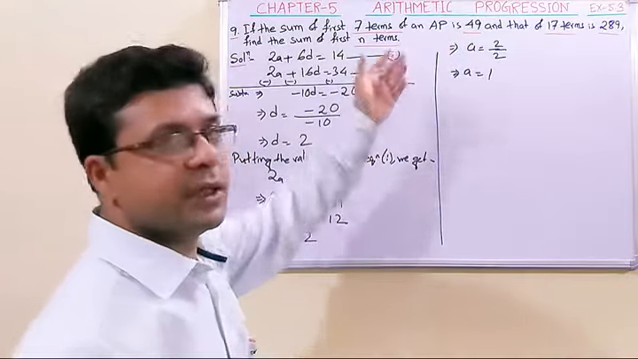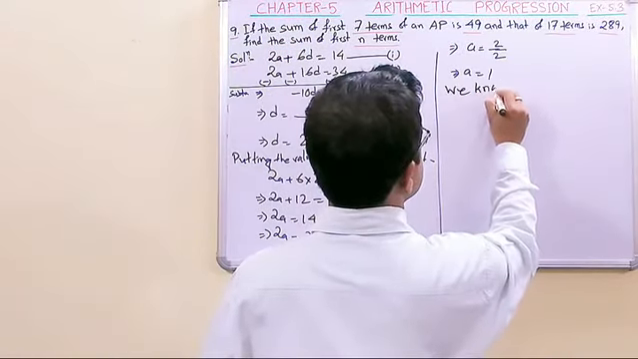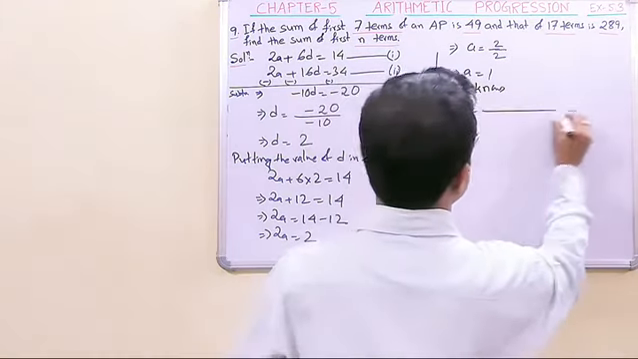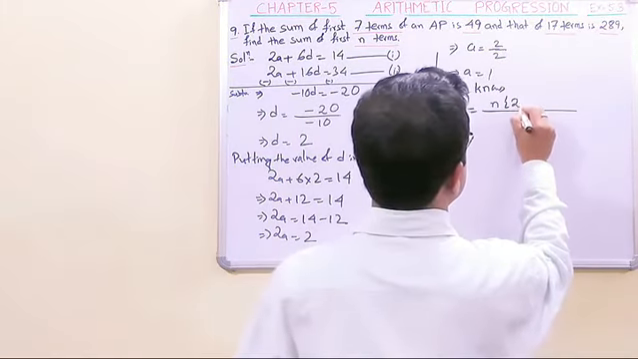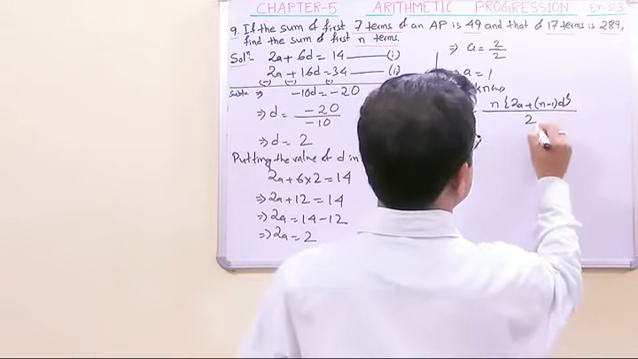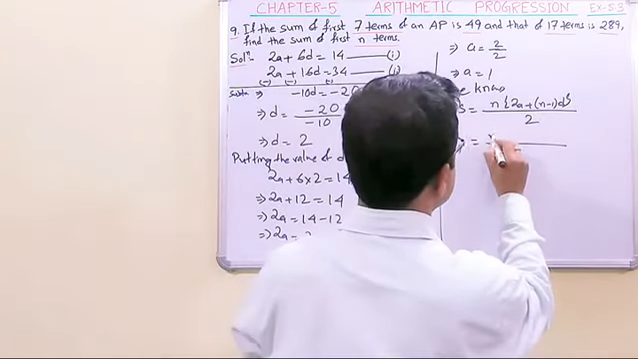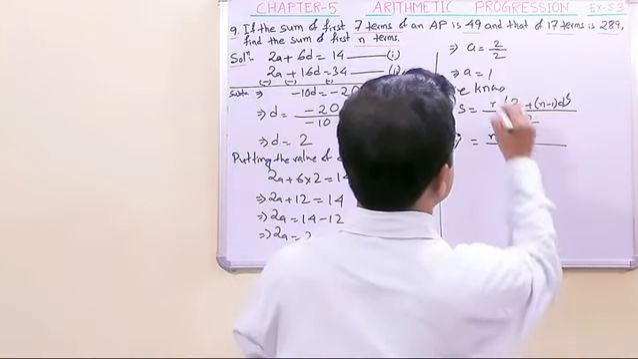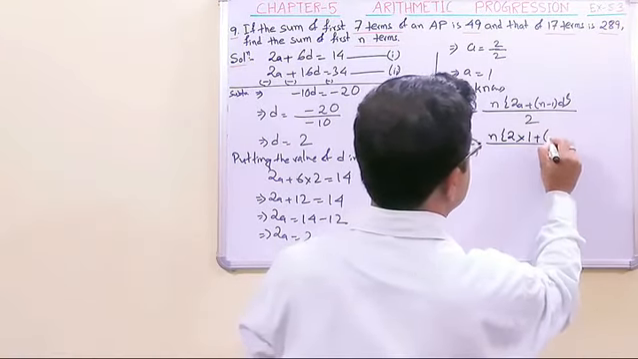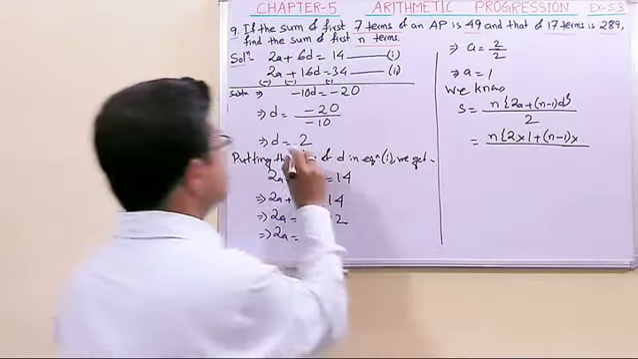So let us write the same formula again. We know S is equal to n into twice a plus n minus 1 into d, by 2. Okay, sum of n terms. So n will remain as n, twice a is how much? 1. n will remain as n minus 1 into d. d is 2.